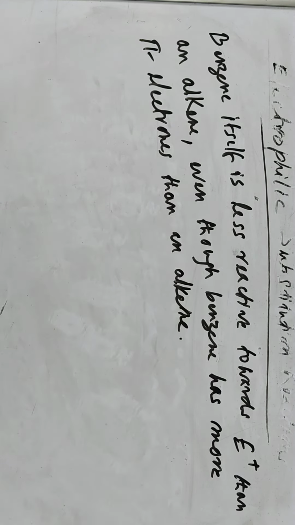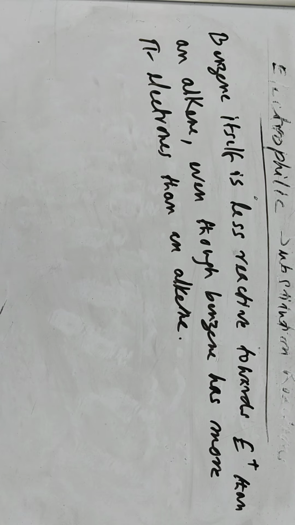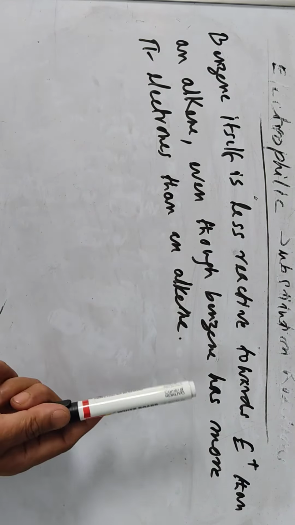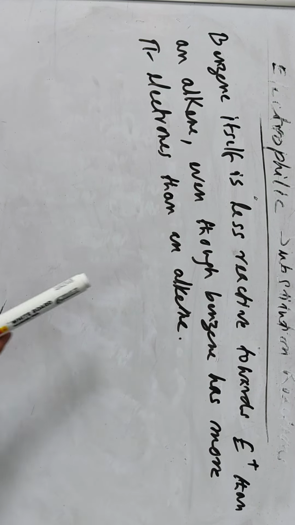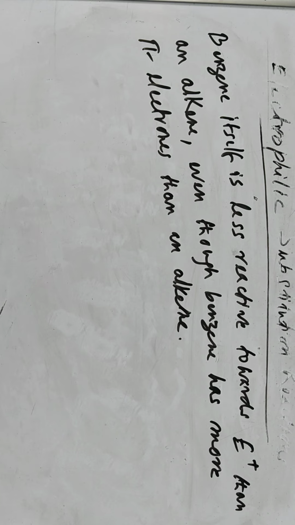Okay, so mostly alkenes undergo addition reactions. So we can compare this with the alkene. We can compare benzene and an alkene. In the case of benzene, it is less reactive towards electrophiles, whereas alkene can react by addition. Why? Suppose why it is so?